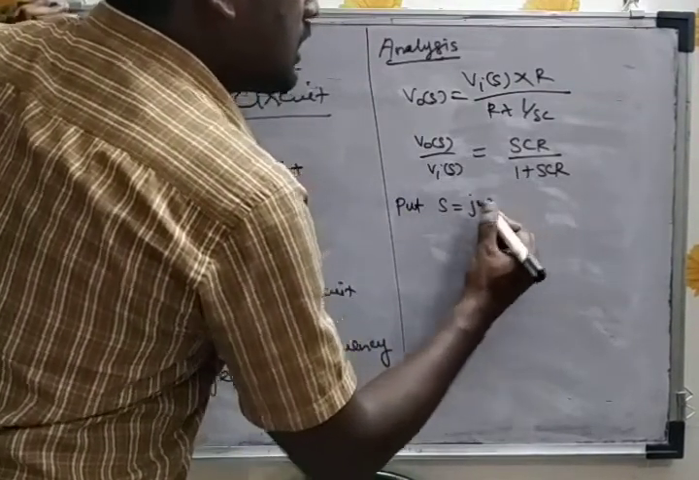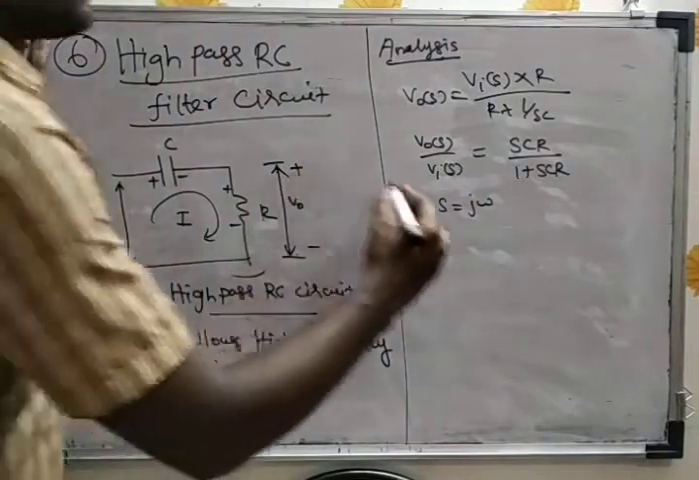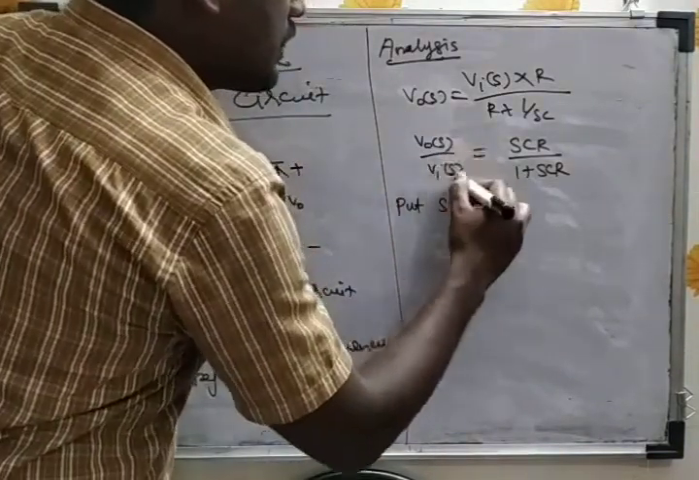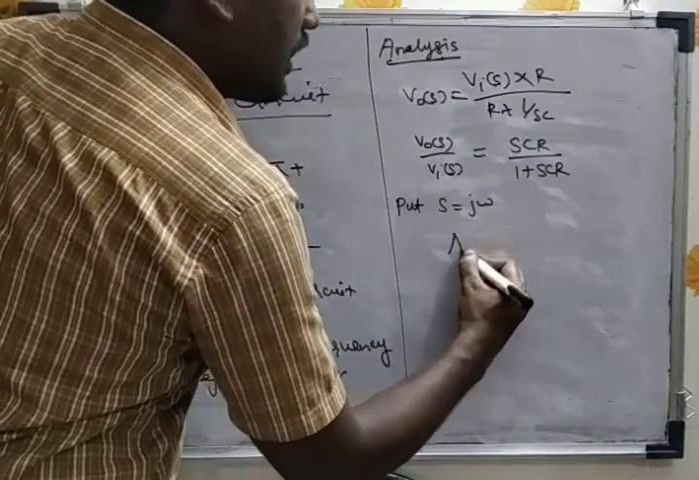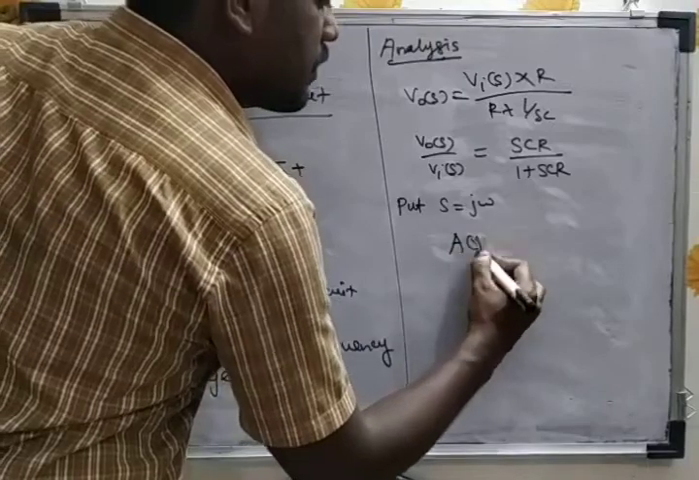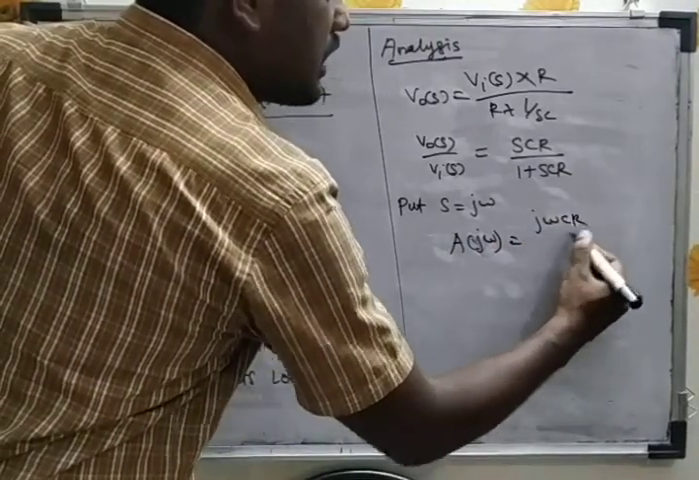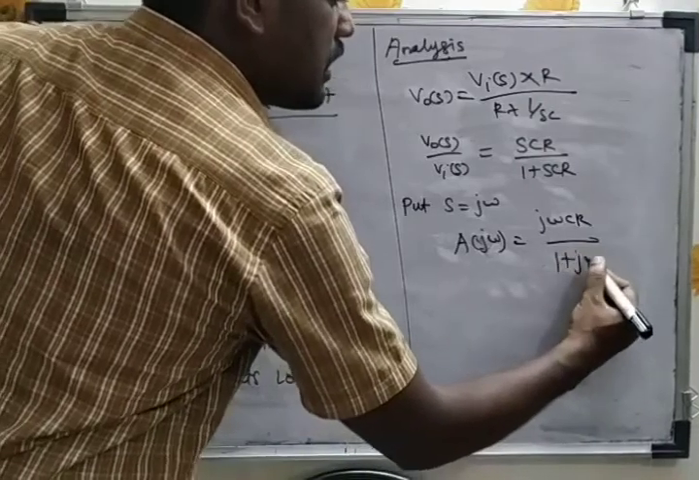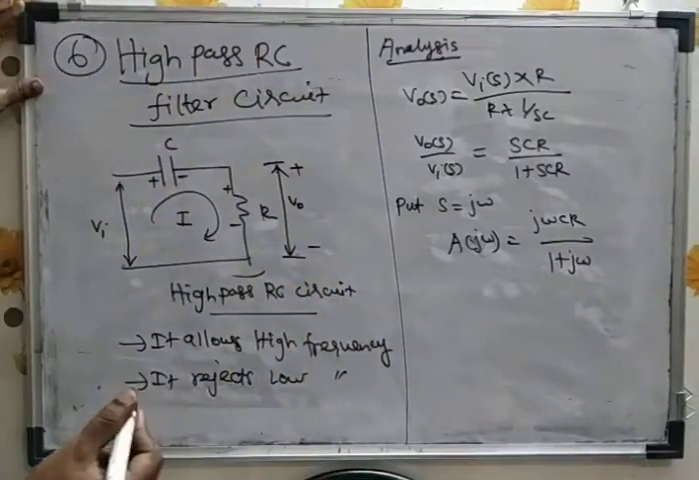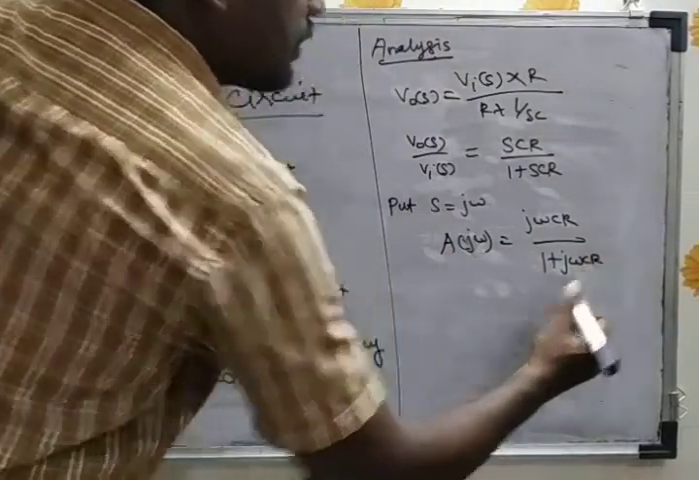Put S equal to j omega, and you will get this V0 of S by VI of S. We can take it as A of S. So A of S, A of j omega, is equal to j omega CR by 1 plus j omega CR.